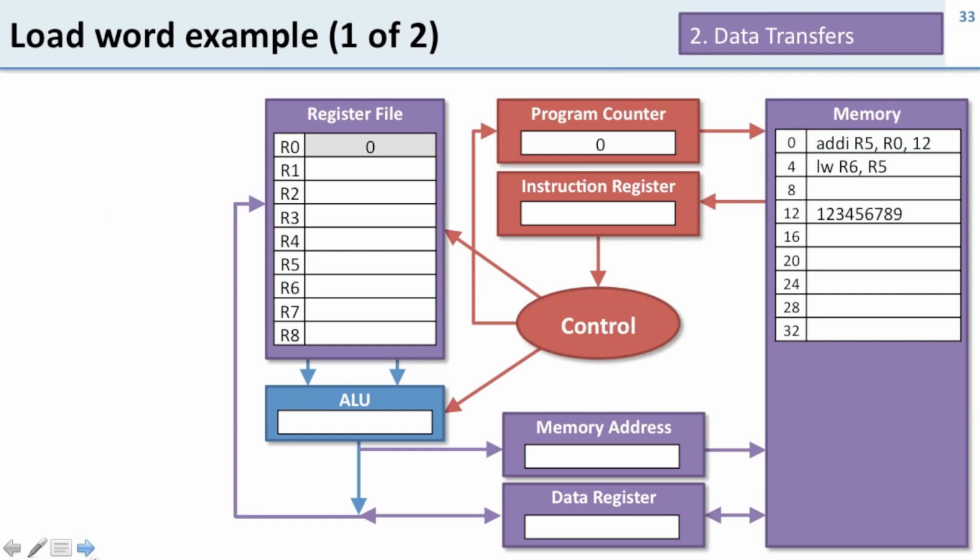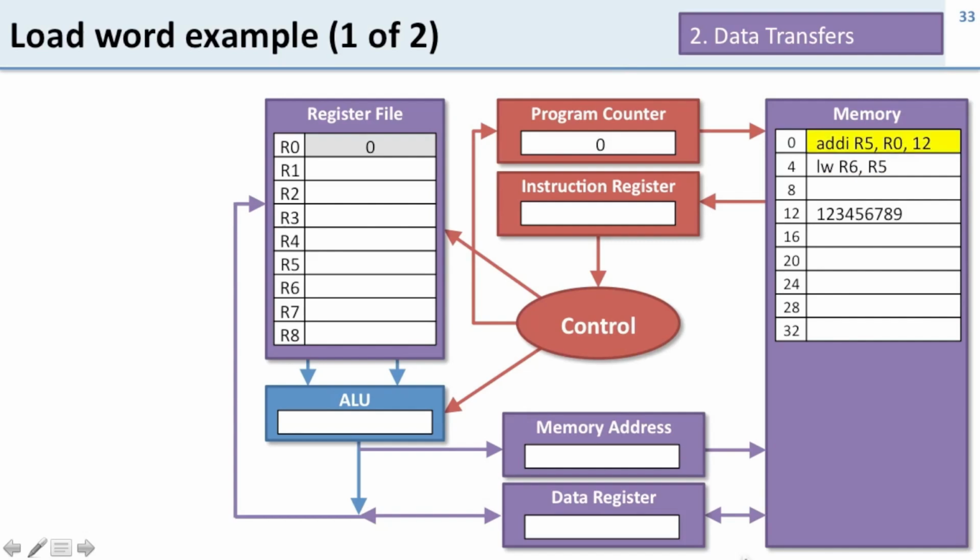Now let's take a look at an example of doing a load word. Here's our program. We're going to do an add I R5 R0 12. This is going to add 12 and 0 and store it into R5. And then we're going to load word. We're going to load the data at the memory address in R5, which will be 12, into register R6. So let's take a look at this program.